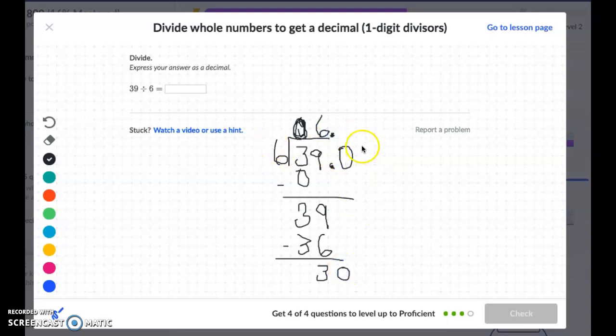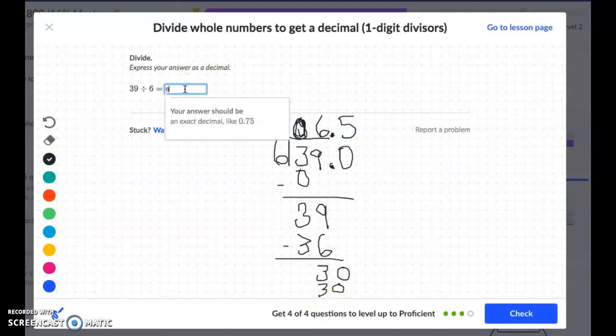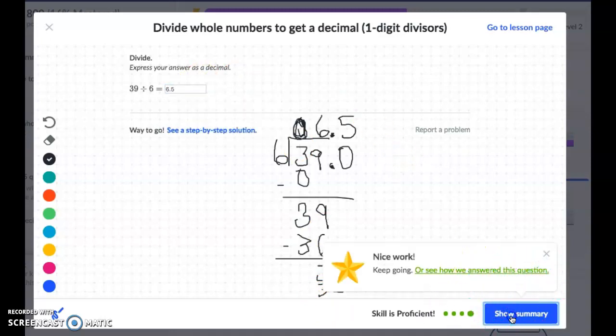6 fits into 30 5 times. 5 times 6 is 30. And 30 take away 30 would be 0, so I know I am done. 6.5.